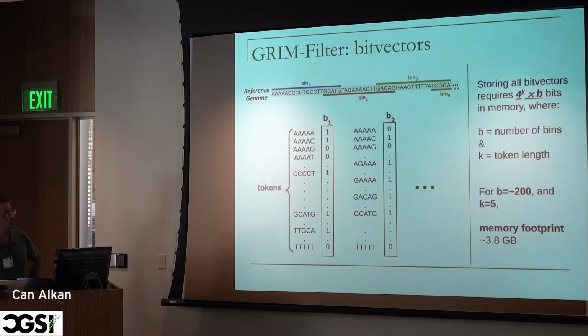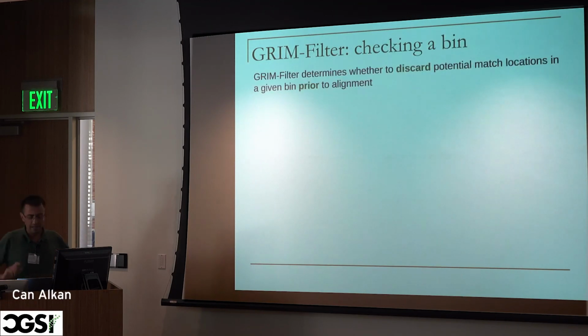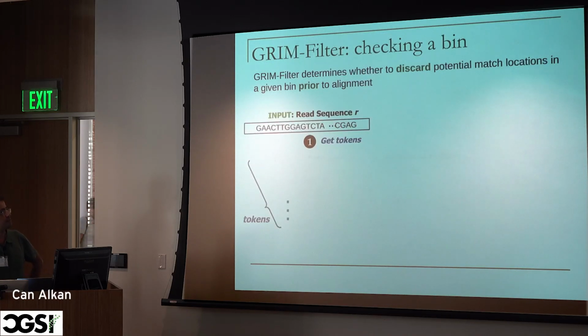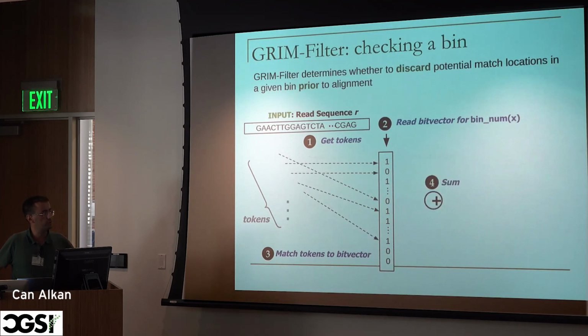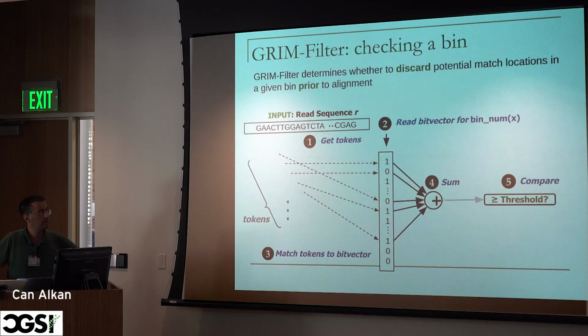Okay, so these are those bins, and so on. Then, again, the filter just looks at this k-mer composition very, very quickly. If this is our input sequence R, we get those tokens, then we read the potential bit vector, match those tokens to those bit vectors, and then do a sum. Right? How many of those k-mers are in this bin? That is basically just adding up those ones that hit our k-mer composition. Obviously, we are not going to take the third one in here. And then we compare it against our edit distance threshold, and then we decide whether to proceed with the alignment or not.